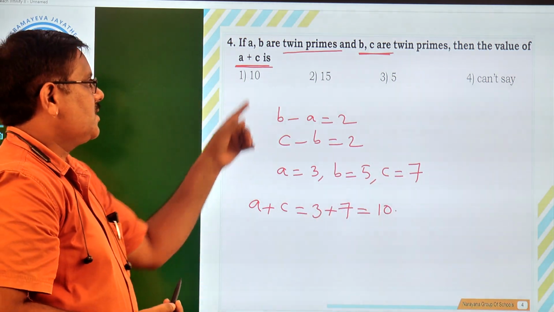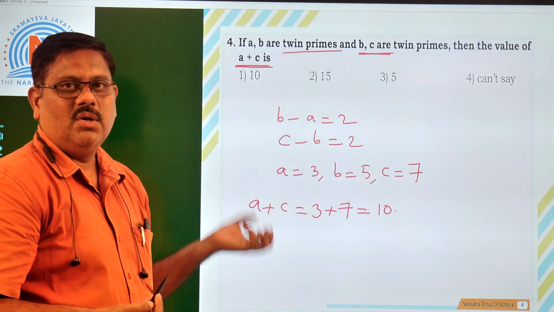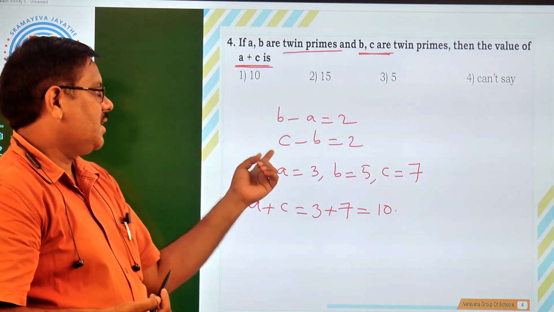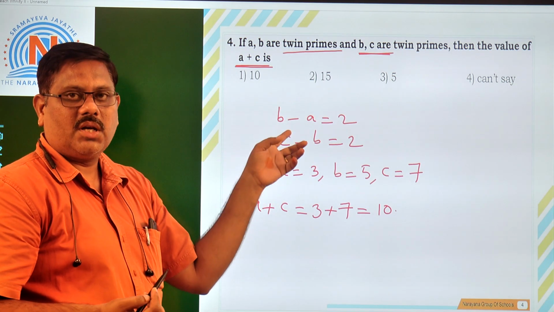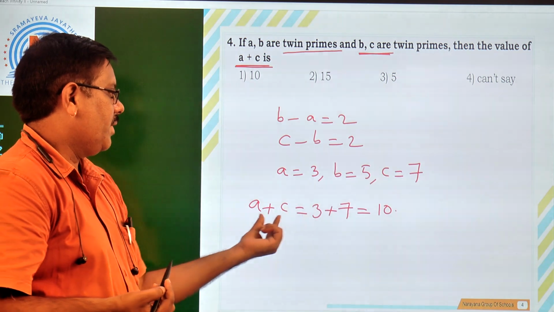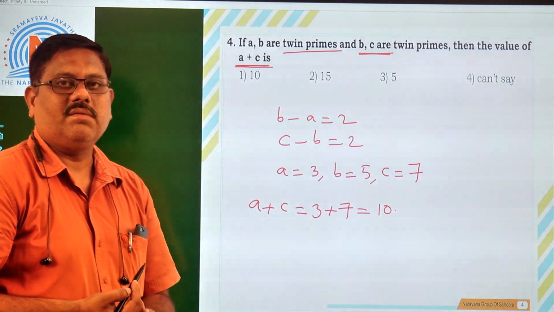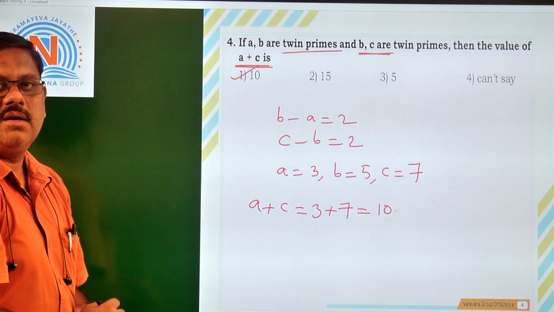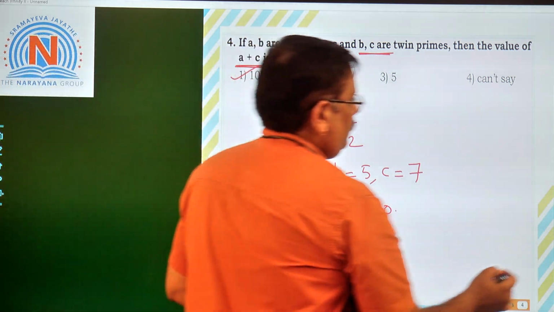Okay. So here the first concept is, what is a twin prime, you must know. Then in the prime number system, the set of primes in such a way that b minus a and c minus b both are equal to 2 is only a 3, b 5 and c 7. Thereby a plus c is going to be 3 plus 7, that is 10. So the right option is the first option, that is 10. Now we will move to the next question.